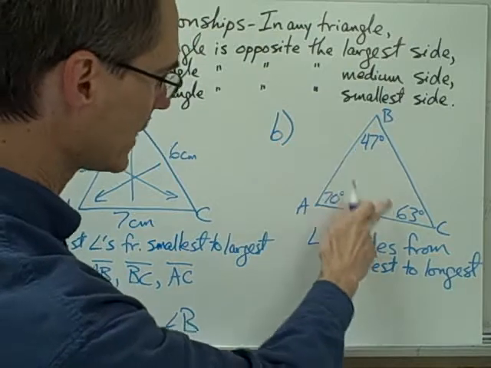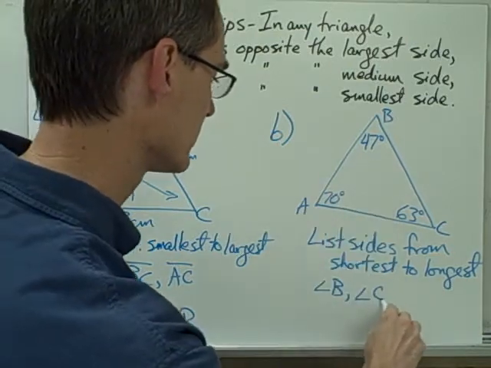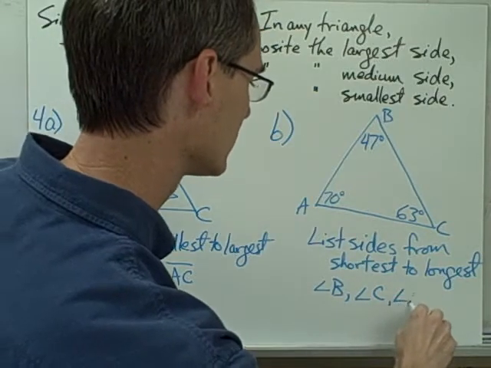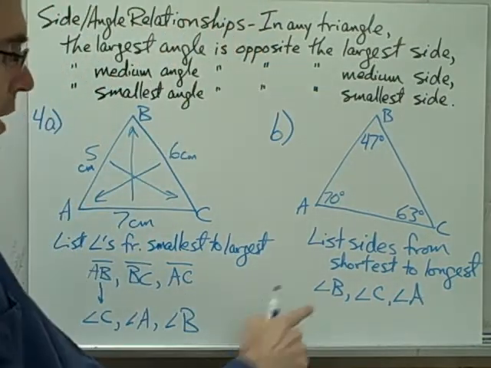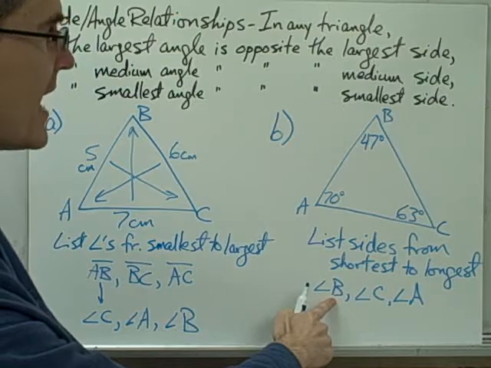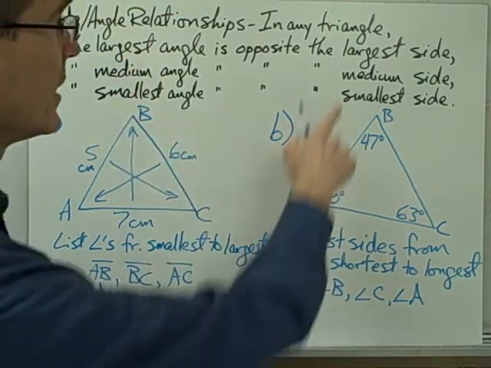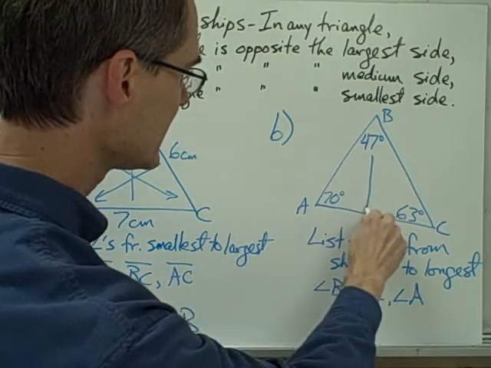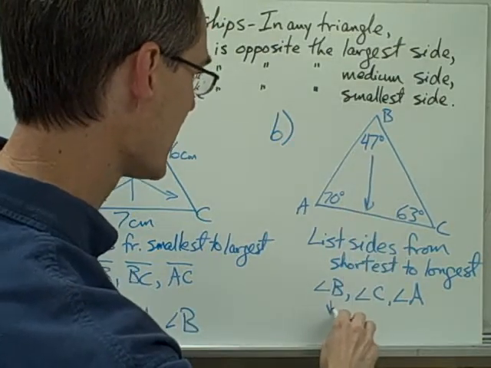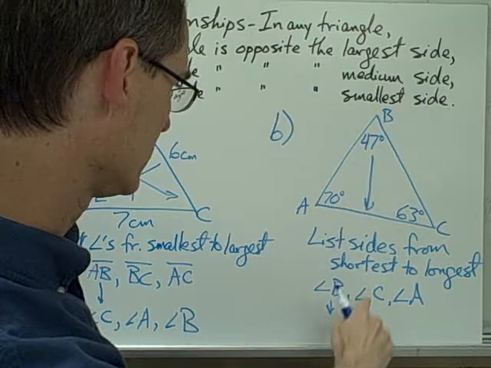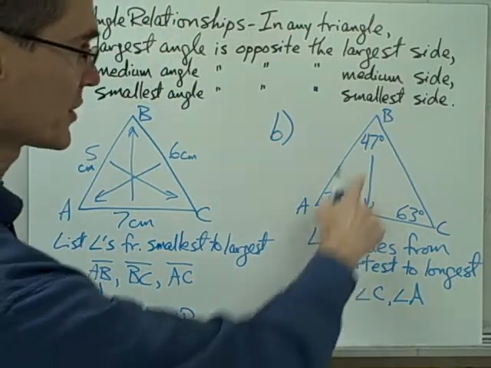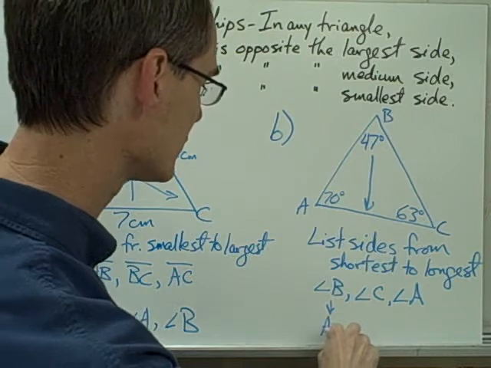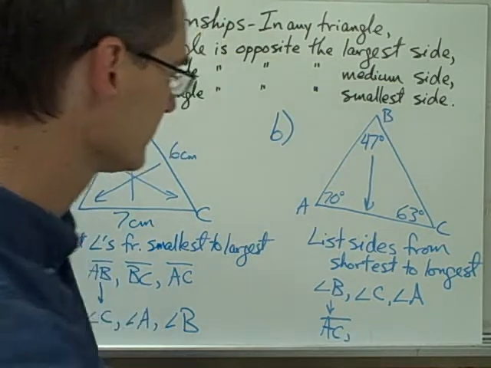My medium angle is angle C. And my largest angle is angle A. Since I know my longest side is opposite my largest angle, or rather my shortest side is opposite my shortest angle, and my smallest angle is 47, my shortest side is going to be AC.